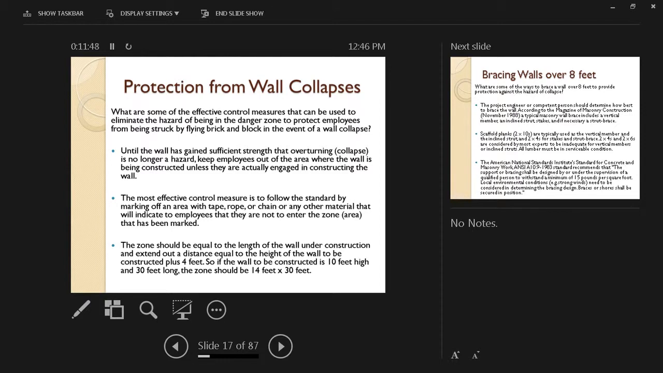The zone should be equal to the length of the wall under construction and extend out a distance equal to the height of the wall to be constructed plus 4 feet. Because again, if it collapses, debris is going to fly everywhere, so you're adding 4 feet of buffer zone beyond the height of the wall. So if the wall, for example, is 8 feet, then that horizontal extent is going to be 12 feet. If the wall to be constructed is 10 feet high and 30 feet long, the zone is going to be 14 feet by 30 feet, which is the length of the wall.